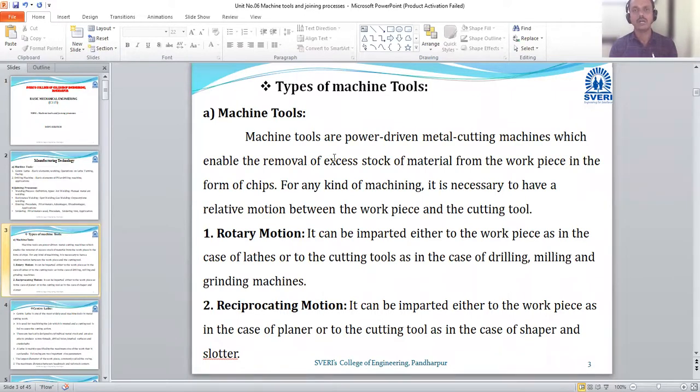So the machine tools are power absorbing devices. It means they work on the external power source and they are able to cut the extra or excess material from the workpiece to acquire, or to give the required shape to the workpiece. So how does it remove? It removes the excess material in the form of chips.